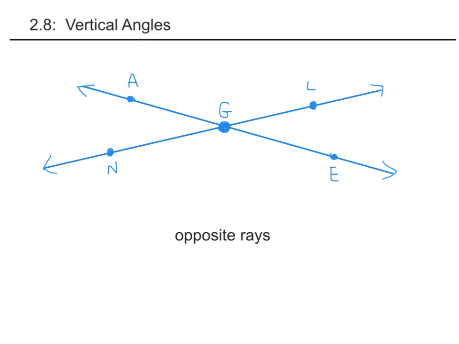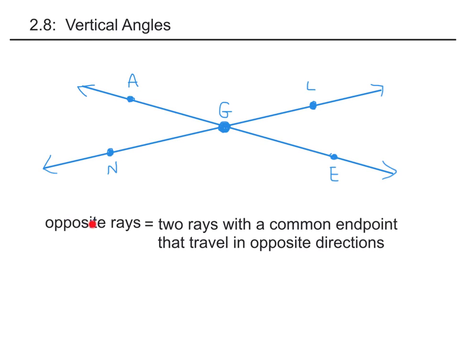So before I talk about what vertical angles are, we need to talk about what opposite rays are. Opposite rays are two rays with a common endpoint that travel in opposite directions. So I'm going to put some color on here, and let's take a look at ray GN, which goes this way. There's a ray, endpoint here at G, and it travels down and to the left.